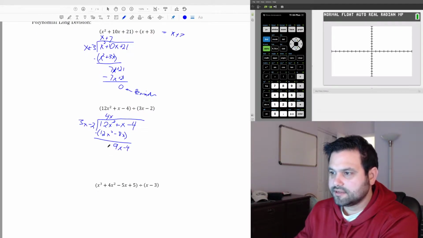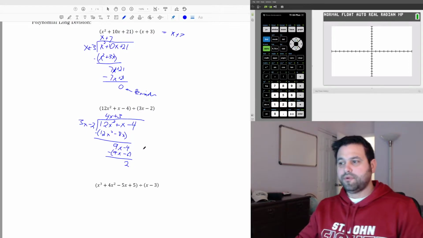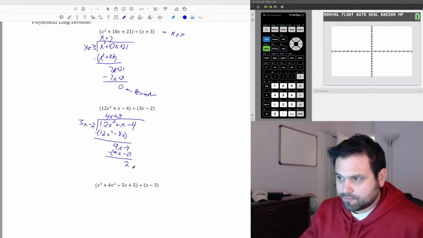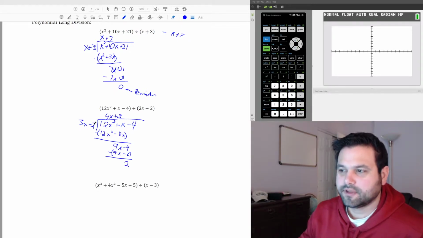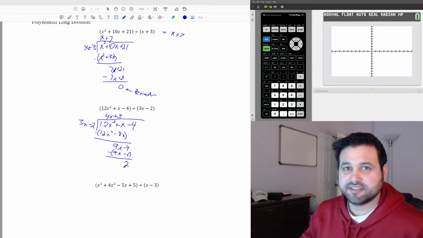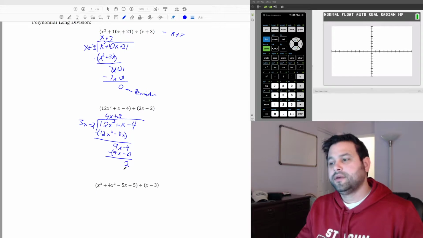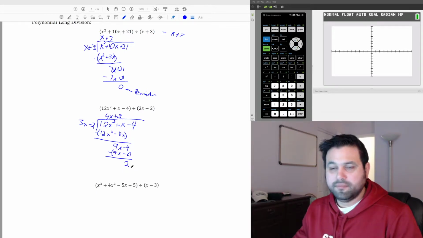Bring down this minus 4. Again, how are we going to do that? We're going to need a plus 3. So that's 9x and minus 6. And we're going to subtract, again, the whole piece. And what we'll be left with is a 2. Now, at this point, we don't have anything else to bring down, to drop down. And we are of less degree than what we're dividing by. Okay, because this one has an x term, and what we have left doesn't have an x term. And so once we get to that point, we're done, and this is our remainder.